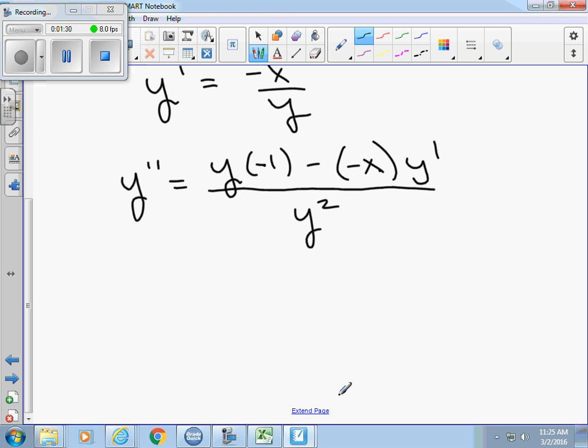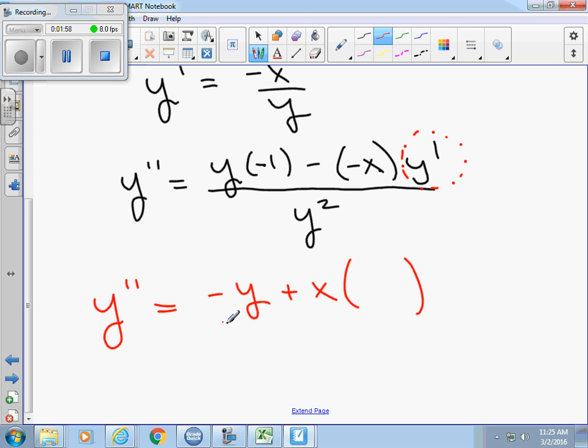Now, most of the time when it asks for this, it asks you to write it in terms of x and y. I have something that's not just an x or a y, and that's the y prime. I would like to get rid of that. Well, what is that? It's negative x over y. So the second derivative in terms of x and y is negative y plus x. Oh, okay, with how I got the plus x. Negative, negative. Where I see the y prime, I'm going to replace it with negative x over y.